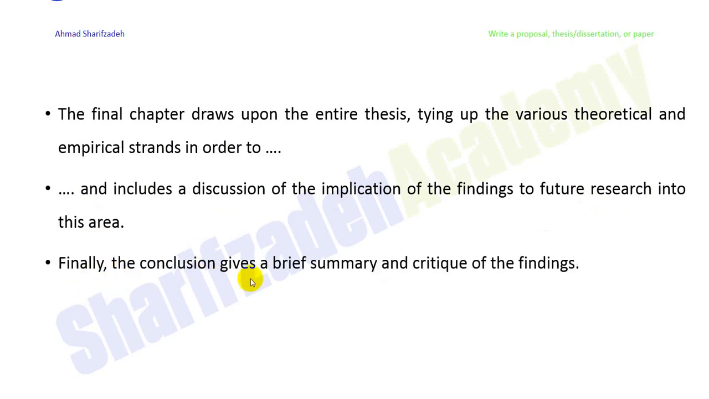Finally, the conclusion gives a brief summary and critique of the findings. This means that you are gonna order, and this is the last. Finally, areas for further research are identified, or were identified.